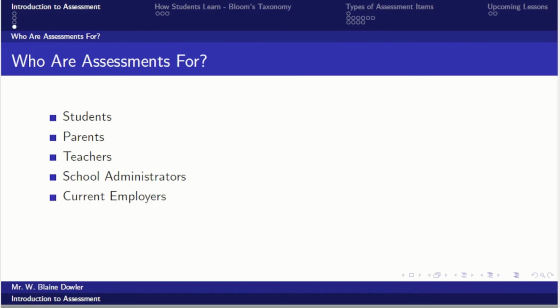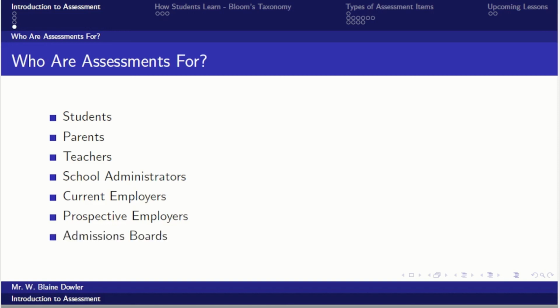It could be done for employers. Again, learners could be adults. They could go through a course for training for new tasks that are coming up at work, and the employers need to know, are these employees actually prepared for these tasks, or do we need to do something different? And finally, prospective employers. Some employers require some sort of screening assessment before moving forward.